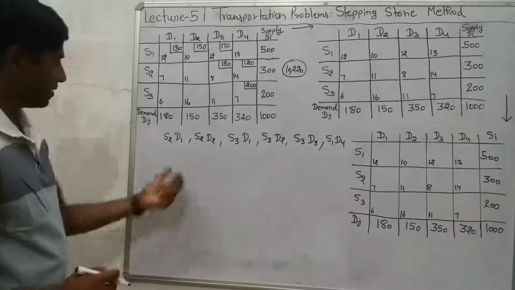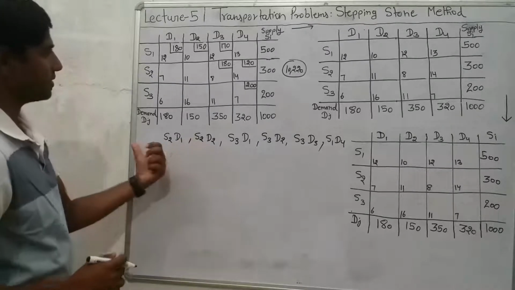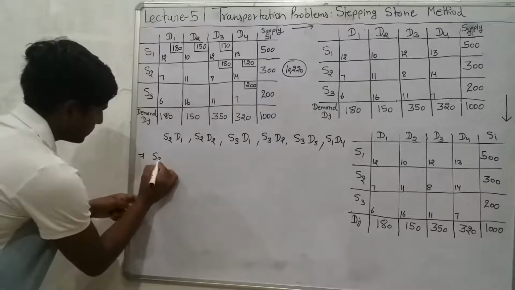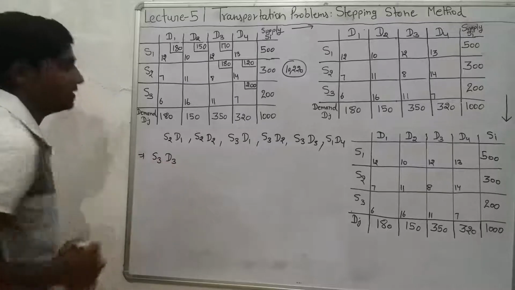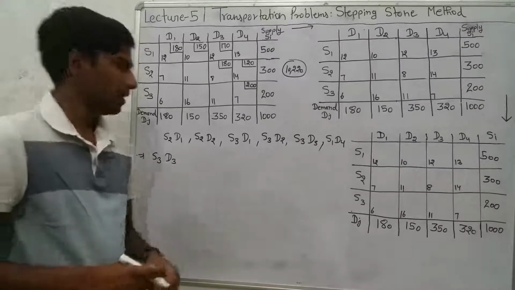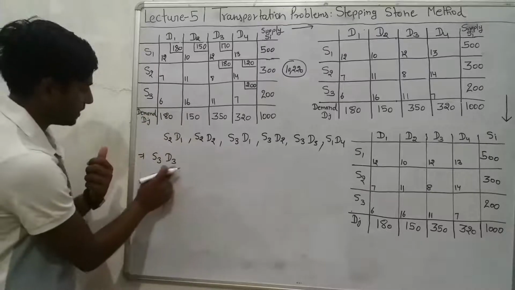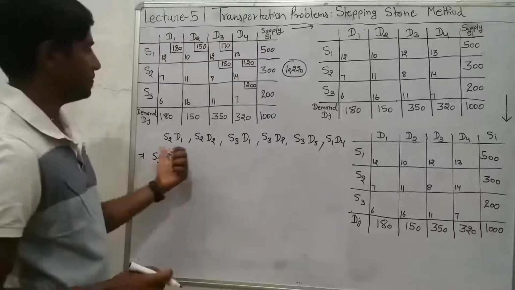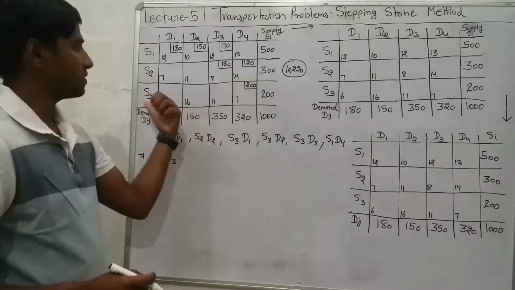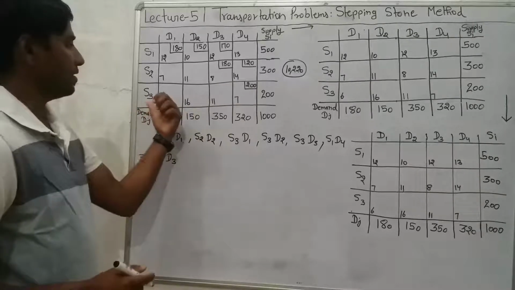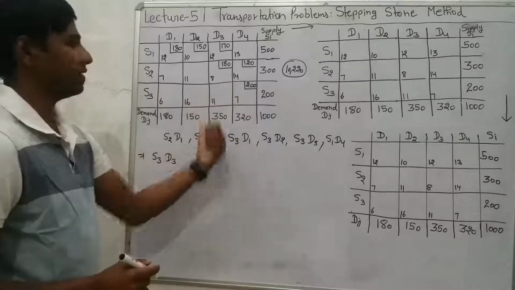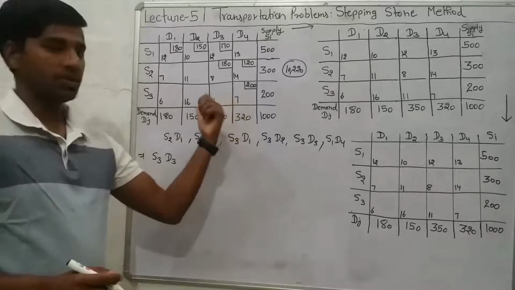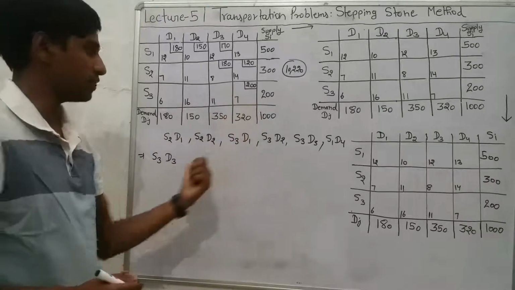Let's start with the first cell, or we can start with S3D3. First, calculate the opportunity cost for S3 and D3. What is the meaning of opportunity cost? If we talk specifically about S3D3, earlier we have not adopted this route, or we have not assigned any quantity through this route. We are not transferring any unit through this route. So what is the opportunity cost of not using this route? That's what we are going to calculate.